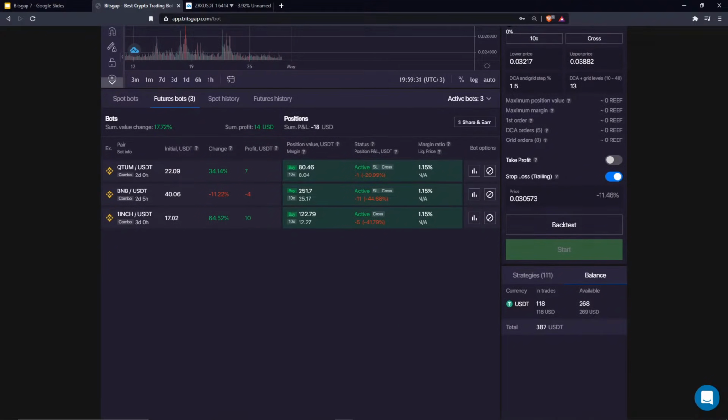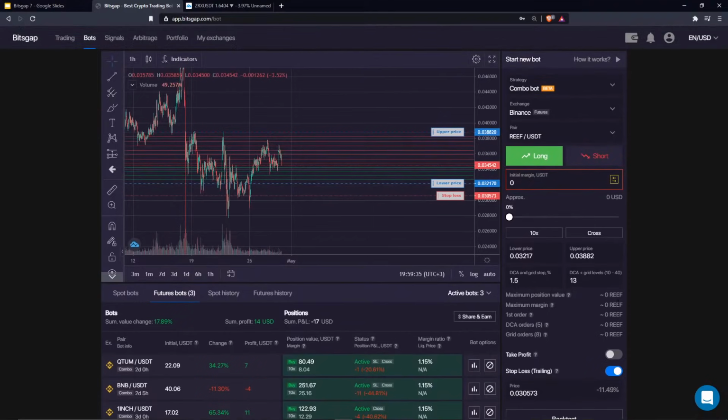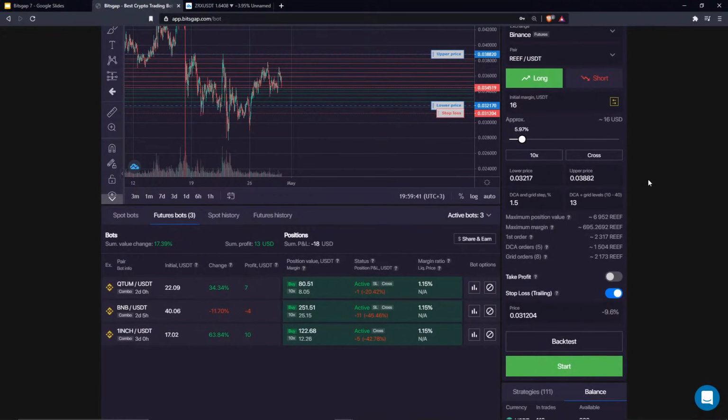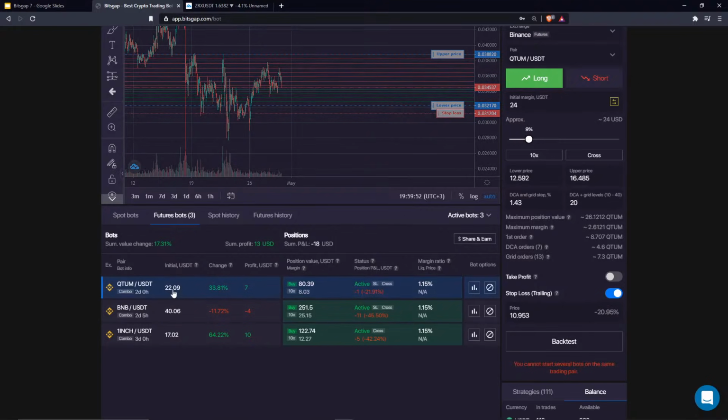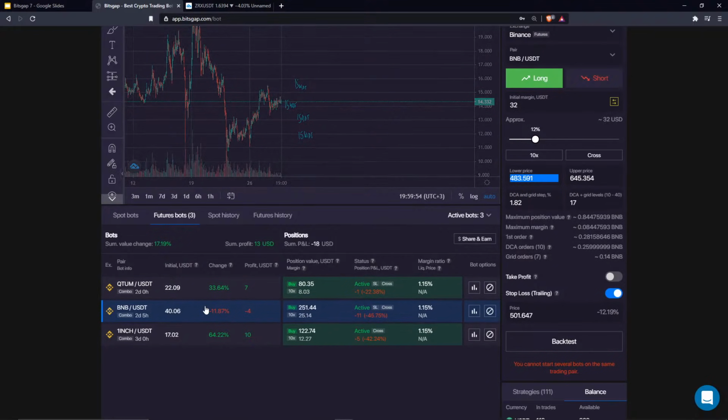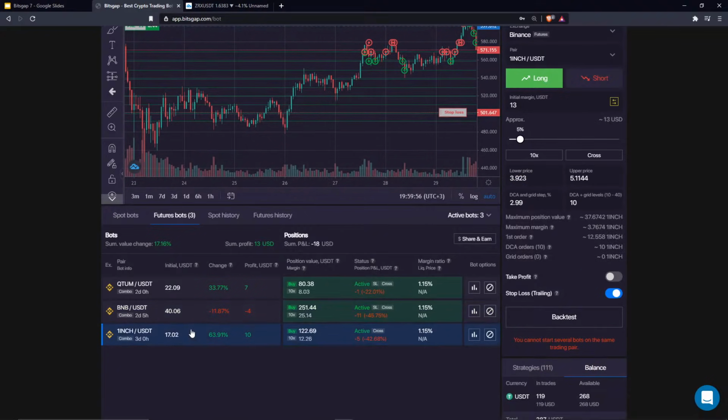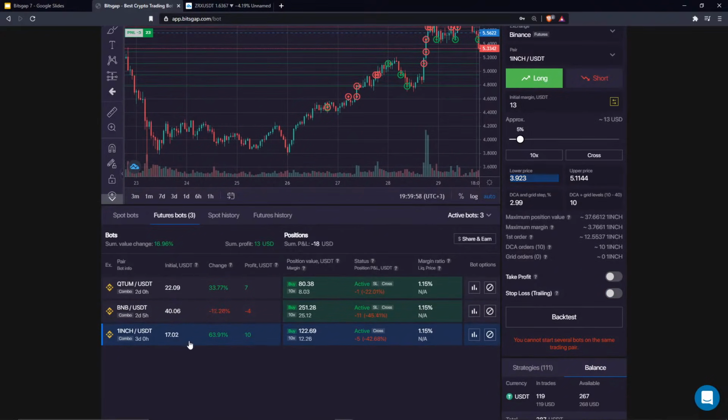So make sure that you look at your available balance. This is your available margin, and take into account that you can lose double of your initial margin. So that's the thing, and that's why you see these sample trades where I have an initial margin of only around 17, 40 and 22. So I know in the worst case scenario in Quantum I can lose 44. In the worst case scenario for BNB I can lose around 80, and for 1inch I can lose around 34.